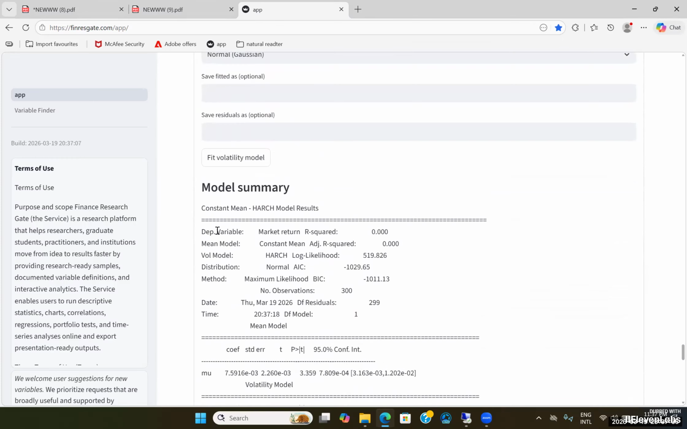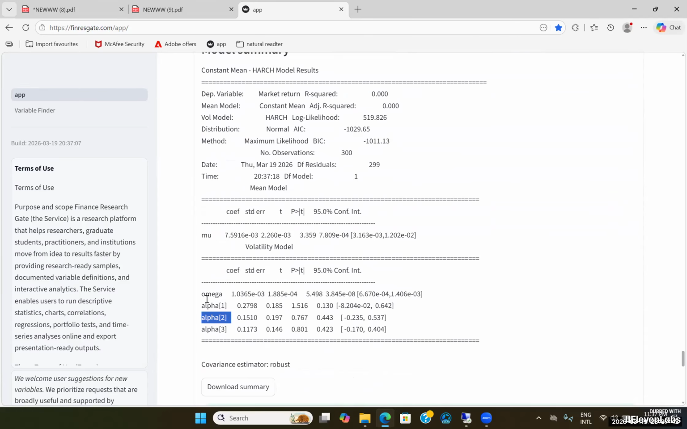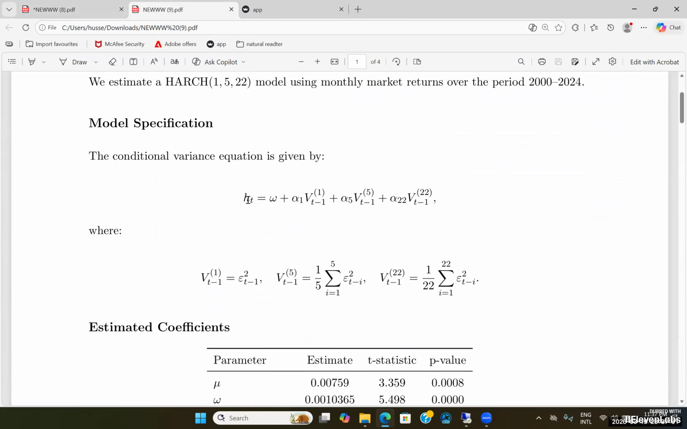Alpha 2 represents the coefficient associated with the error shocks observed over the preceding 5 months, and alpha 3, in a similar fashion, corresponds to the coefficient linked to the error shocks from the previous 22 months. So what we're doing now is providing a summary of all these findings, and this represents the exact model that we have just implemented.